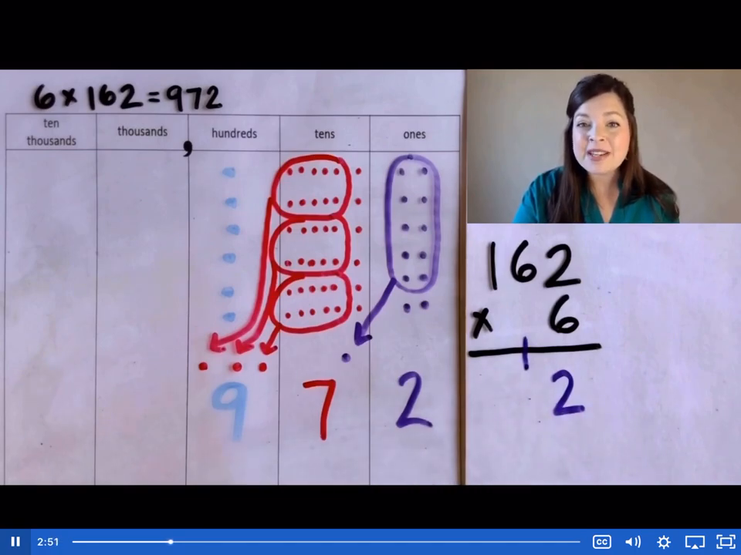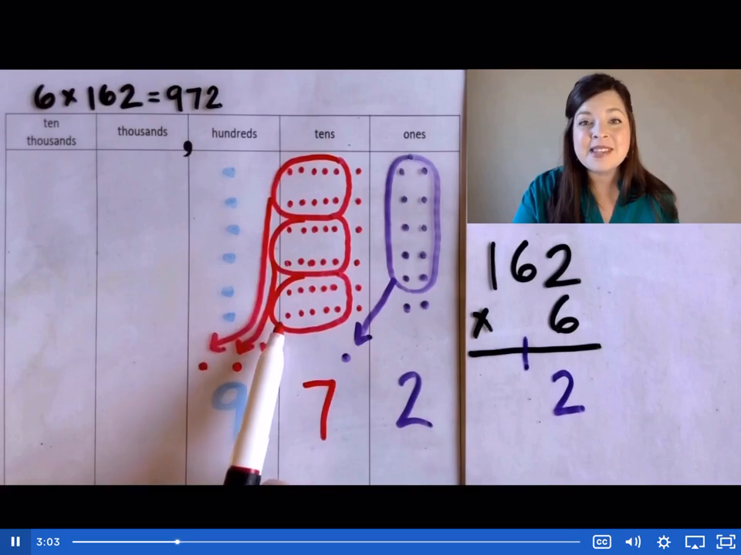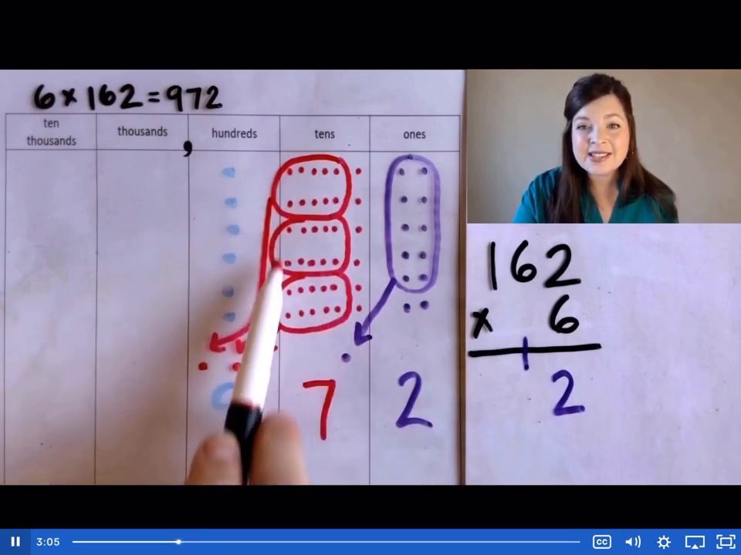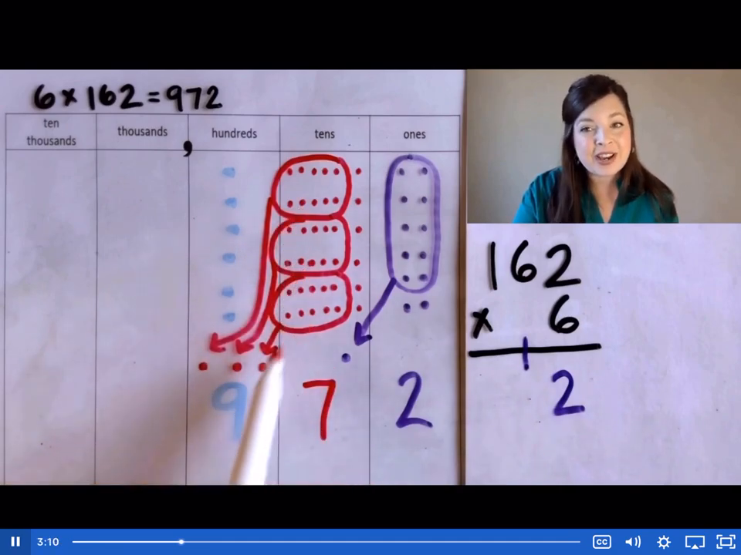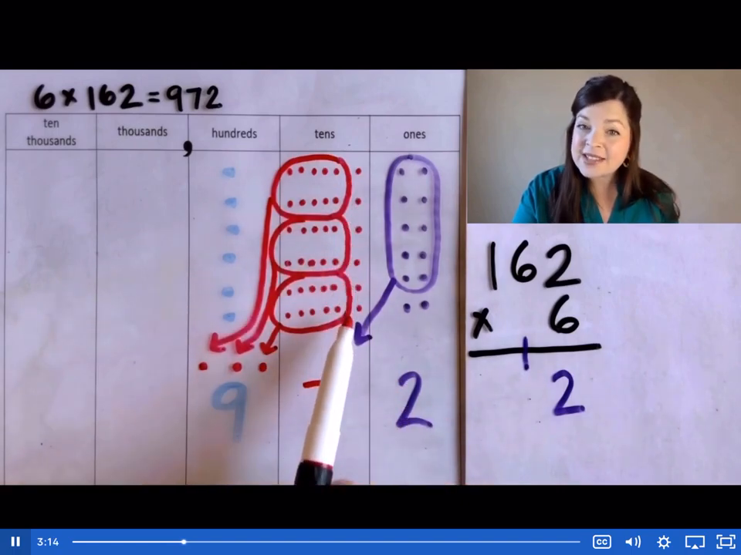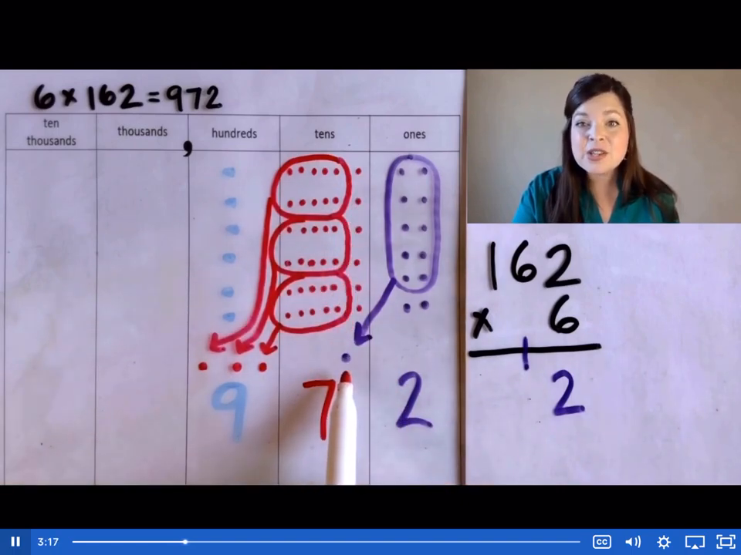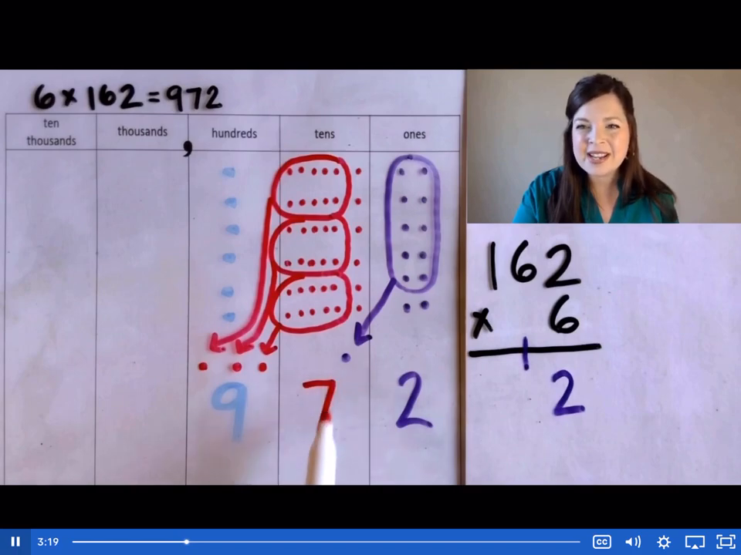Now, tell me what happened in the tens column of our place value chart. Pause the video to explain. In the tens column, we multiplied 6 times 6 tens and got 36 tens. We regrouped or bundled 30 tens for 3 hundreds, and we're left with 6 tens. But we also had the 10 that we regrouped from the ones. So 36 tens plus the 1 ten is 37 tens, which is 3 hundreds, 7 tens.